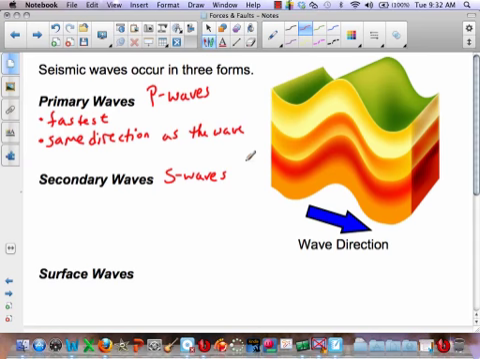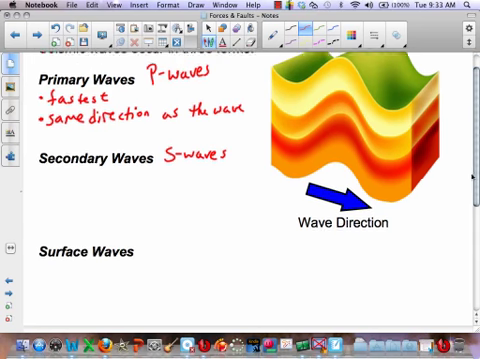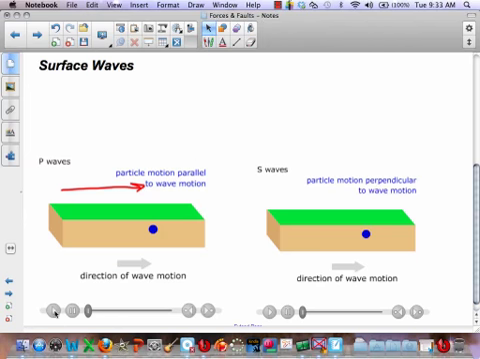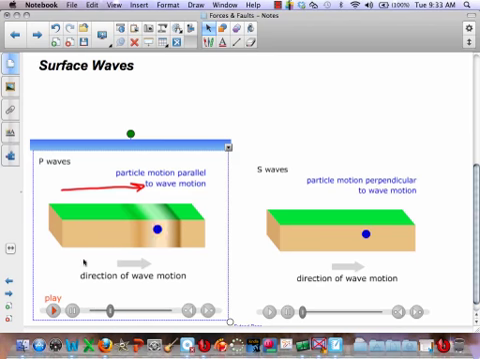Okay, and then this is going to be kind of weird, so I'm going to hopefully have some models out here for you guys. When I say they move in the same direction of the wave, so our wave is going to be moving in this direction, what happens with the P wave, you can see how it shoves the point back and forth. That's moving in the same direction, right? The point's moving left and right with the direction of the waves. That's your primary waves. They move the same direction as the wave.